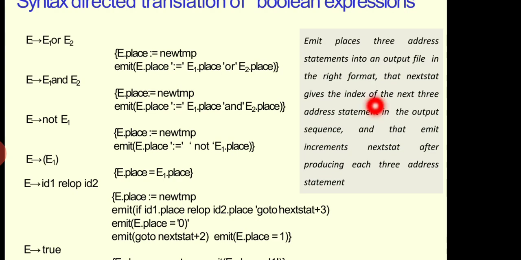Here, one thing you have noticed is that there is a variable called next stat, that will hold the index of the next 3 address statement in the output sequence. That is, the label or the index of that 3 address statement is stored in next stat, and emit increments next stat after producing each 3 address statement.